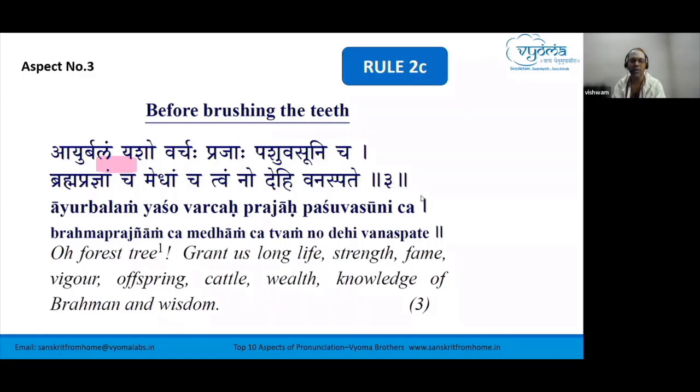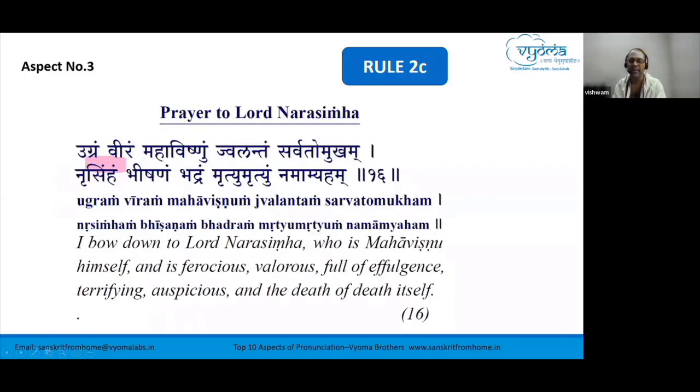So I'll repeat the question. Ayurbalanyasho varchaha or ayurbalam yasho varchaha. This is the first question. Let us come to the next one.